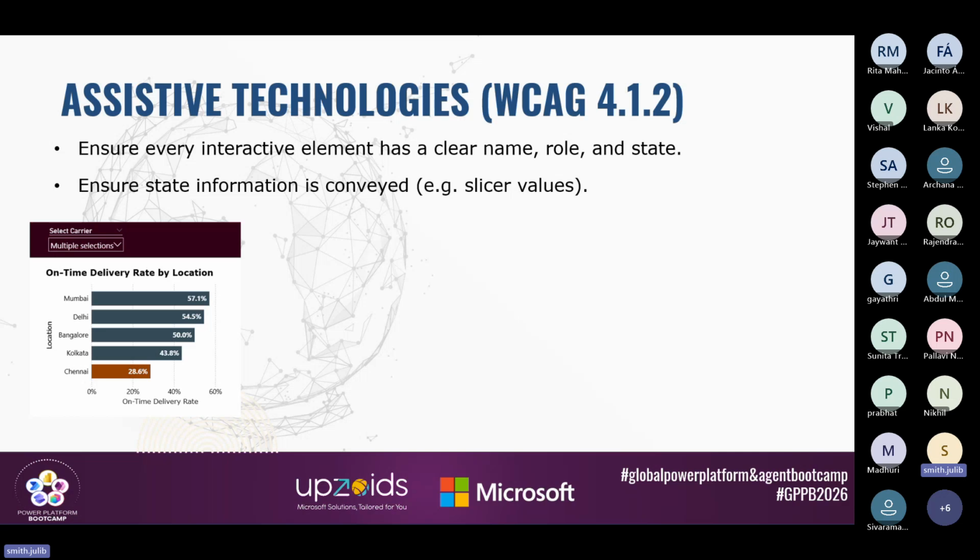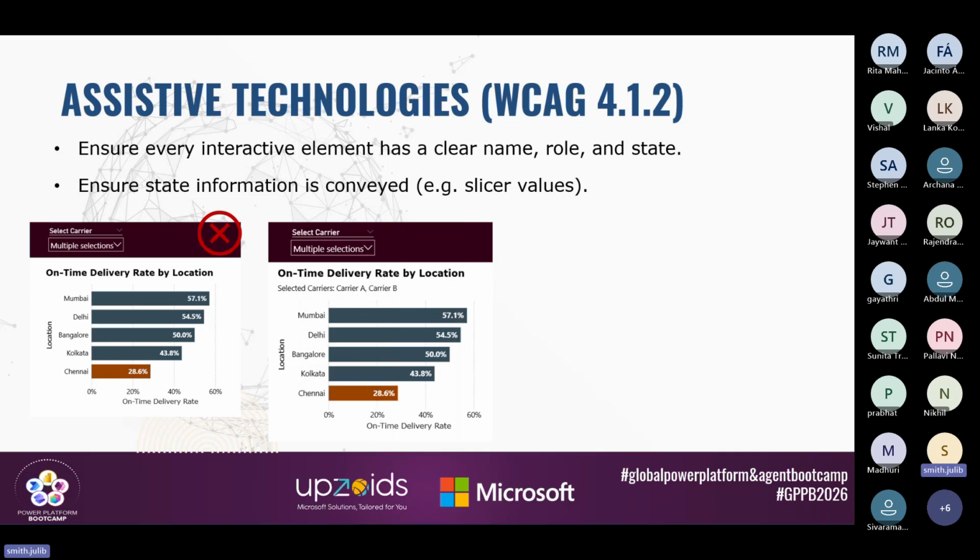For example, we have to ensure the interactive elements have a clear name, role, and state. And if you think about slicers, we often have multiple selection in slicers. And when you multiple select, it can appear something like this. So you have here multiple selections, and you don't entirely know what's selected. So don't even think about screen readers only. Think about overall user experience. So what can we do?